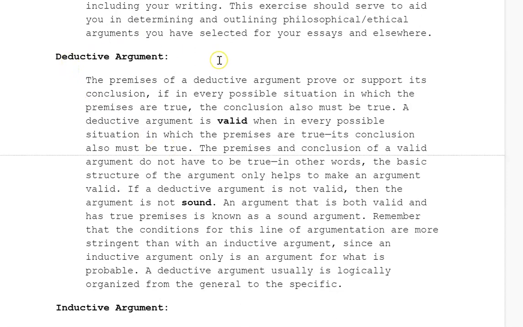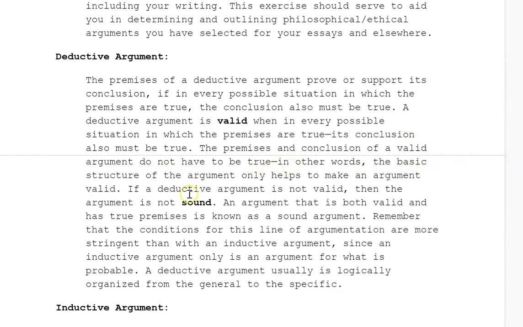So first, we have a deductive argument. The premises of a deductive argument prove or support its conclusion if in every possible situation in which the premises are true, the conclusion also must be true. Okay? So a deductive argument is valid when in every possible situation in which the premises are true, its conclusion also must be true. So the premises and conclusion of a valid argument do not have to be true.